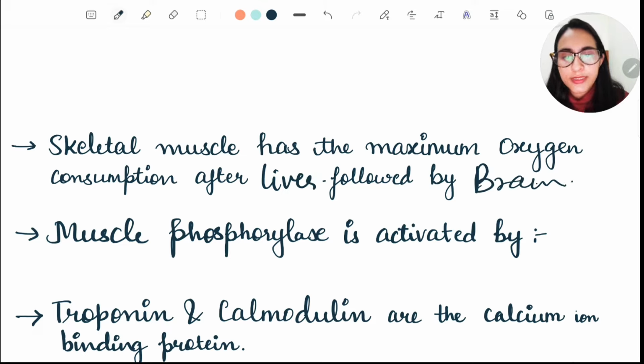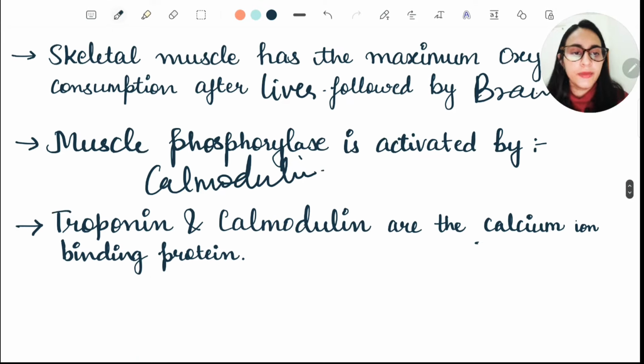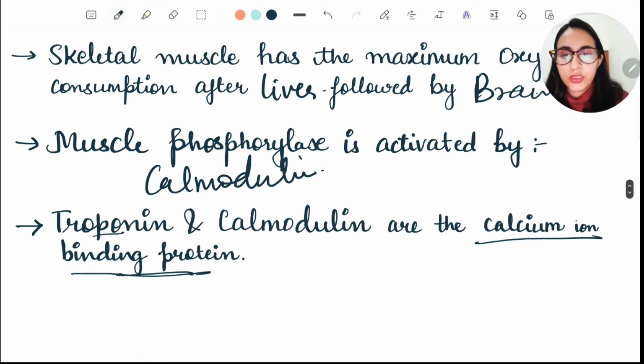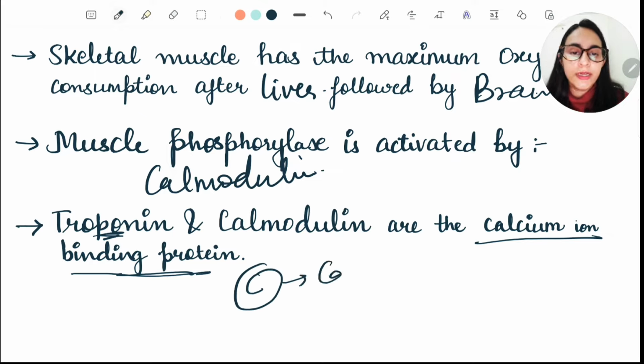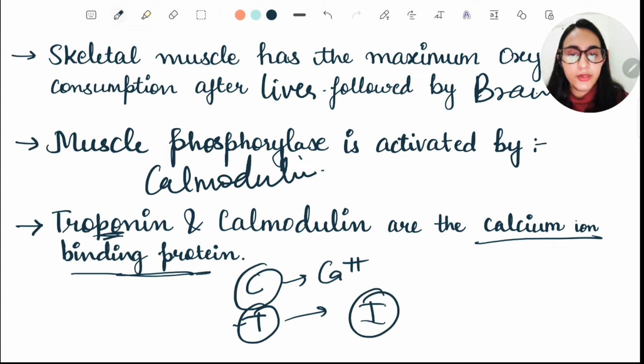Muscle phosphorylase is activated by calmodulin, and calmodulin and troponin both are calcium binding proteins. So troponin is also a calcium binding protein. We have three components of troponin: troponin C, troponin T, troponin I. Troponin C has the affinity to bind to the calcium, troponin T has affinity for binding to the tropomyosin, and I for binding to actin.